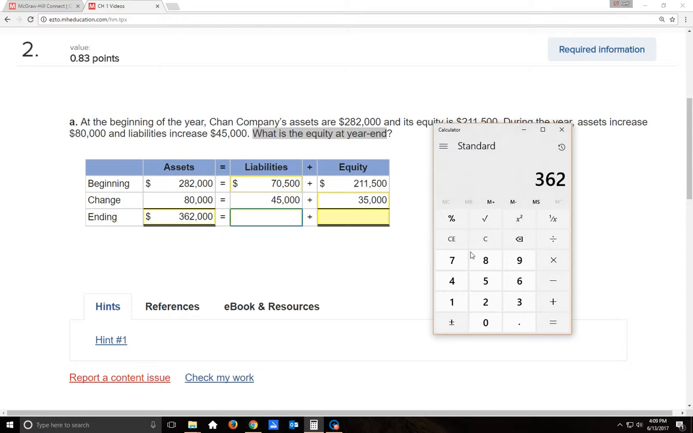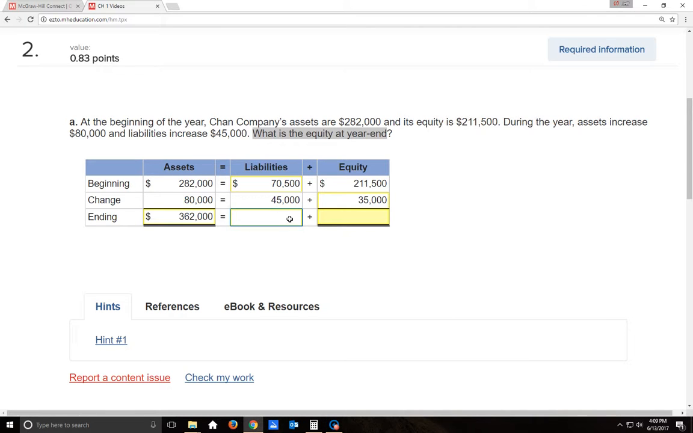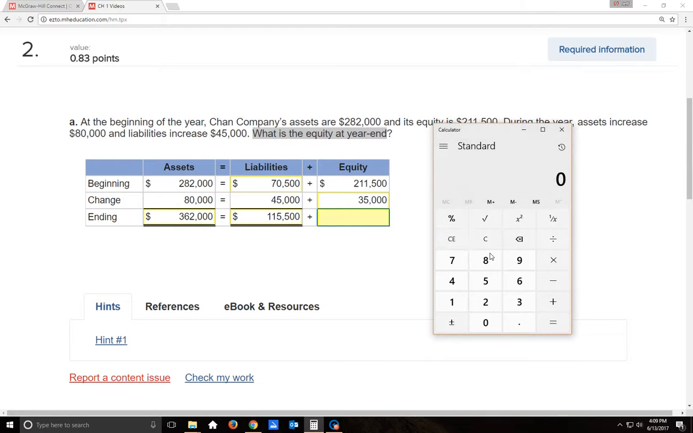Liabilities, $70,500, plus the $45,000 means that liabilities at year end should have been $115,500. Therefore, how do we solve what equity is? You can do that in two ways. One, by taking the beginning equity plus the change, or taking assets at year end minus liabilities at year end. Let's do it that approach.